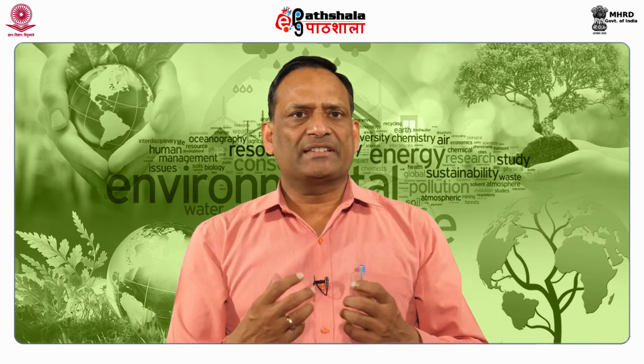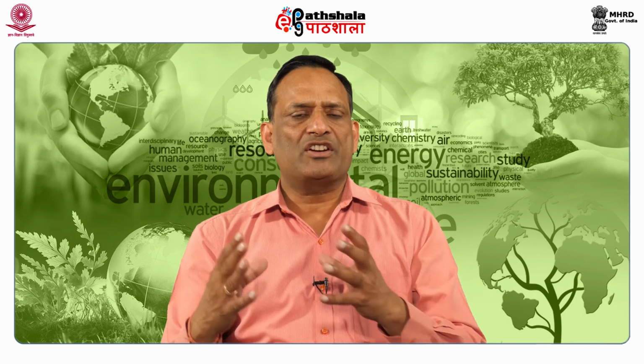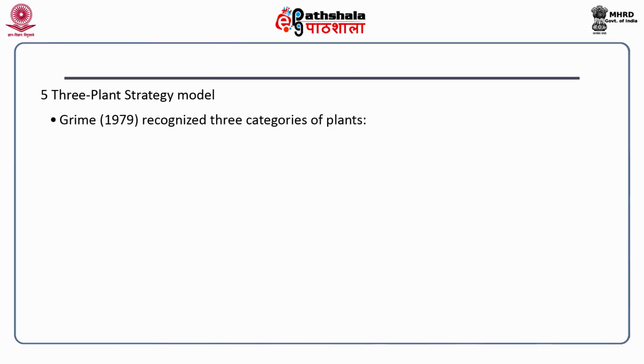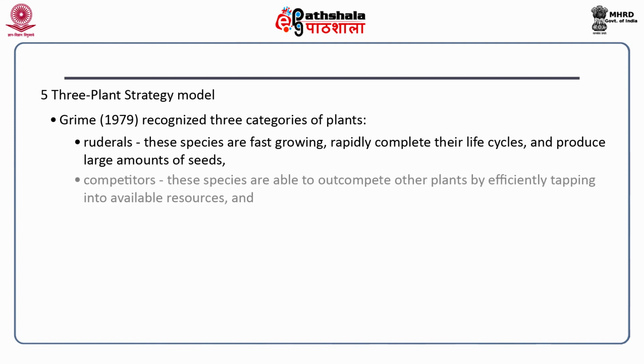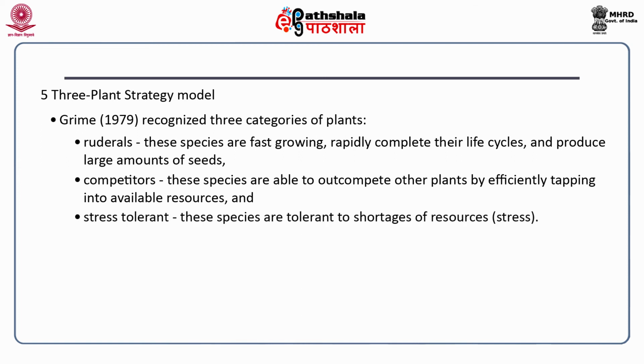Another model of ecological succession is the three-plant strategy model. Grime in 1979 recognized three categories of plants. Ruderals. Ruderals are the species that are fast growing, rapidly complete their life cycles and produce large amounts of seeds. Second, competitors. These species are able to outcompete other plants by efficiently tapping into available resources. And stress tolerant species. Stress tolerant species are tolerant to shortage of resources.